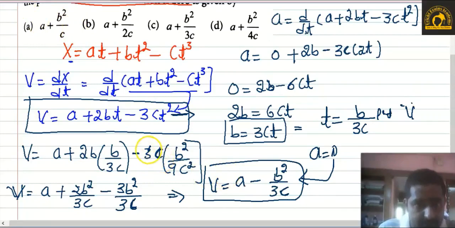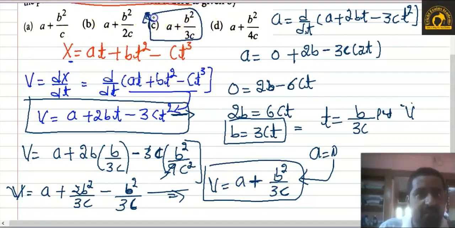Okay, sorry, this is plus. 3 ones are 3, 3 threes are 9, cancelled, it is only 1. Okay, it is only 1, that is a, it is plus. Okay, 2b square minus b square. So that will be b square. Now the answer is a plus b square by 3c. A plus b square by 3c, that is the option C is the correct answer for this question.